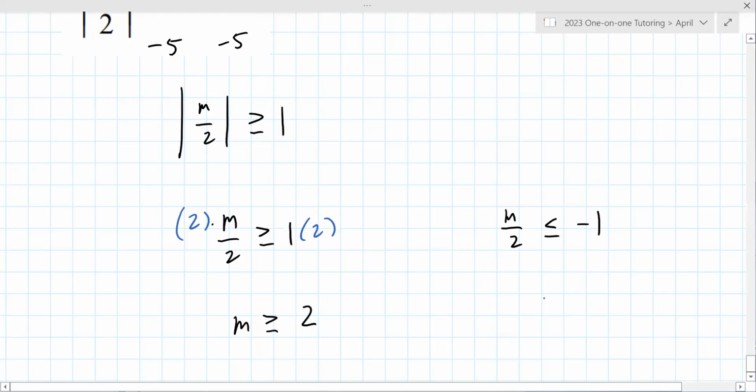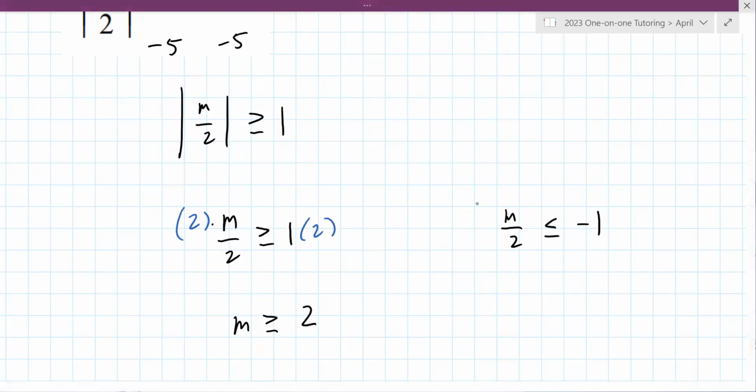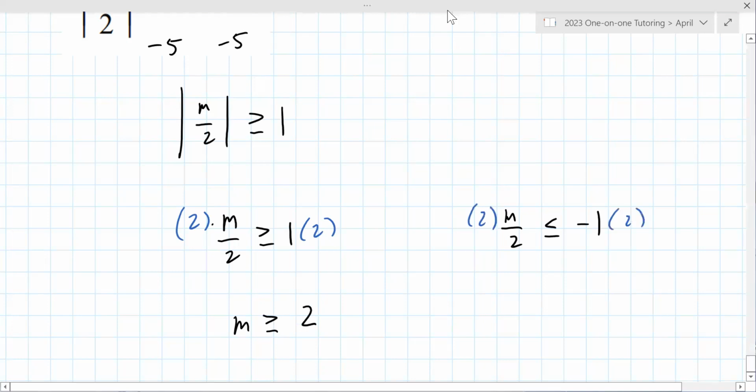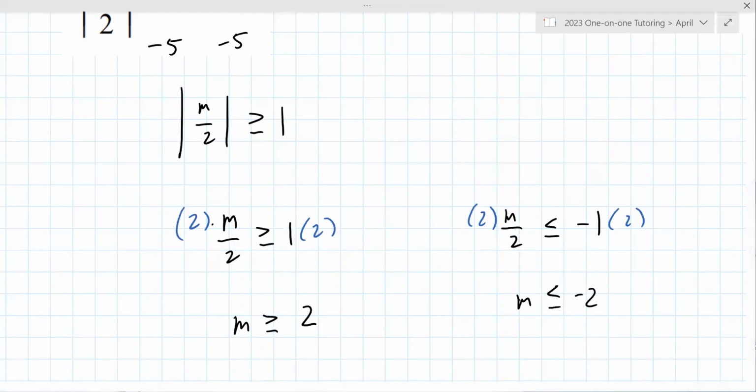It is 2. And then you multiply both sides by 2. So then you get -2 times 2 times 2. So now m is less than or equal to -2. Good. All right, so let me give you another one here.